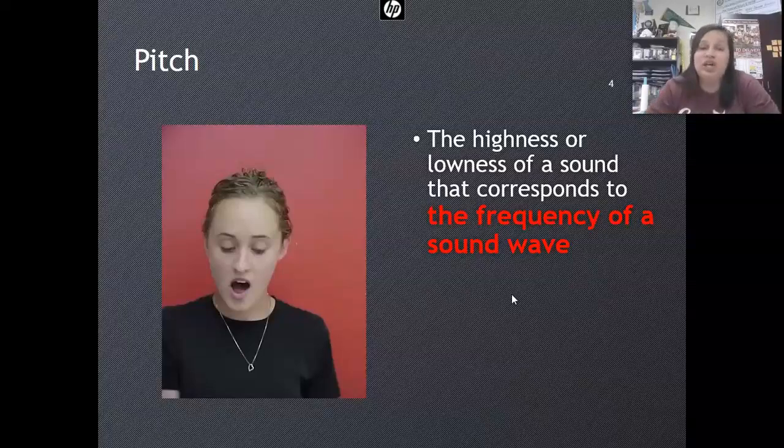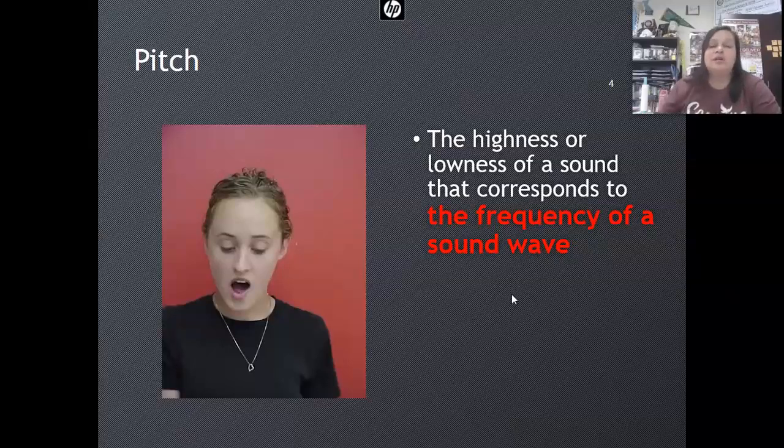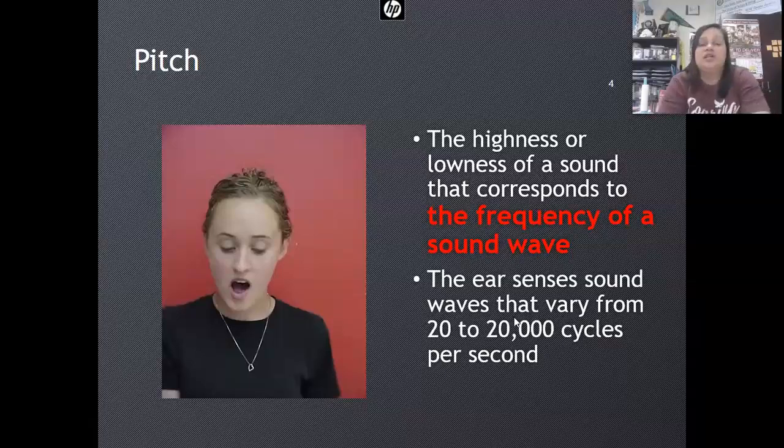The pitch of a sound, or whether it sounds like a high note or a low note, depends on the actual frequency of the sound wave. Our ears can sense sound waves that vary from 20 all the way up to 20,000 cycles per second.